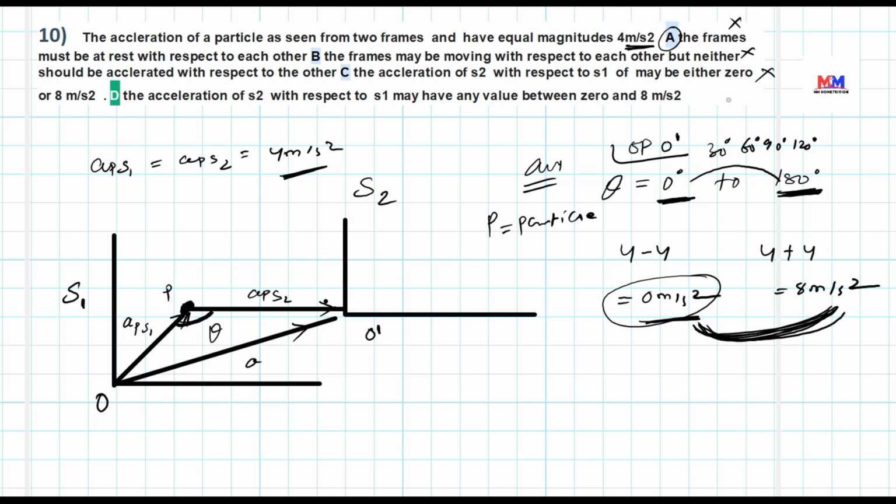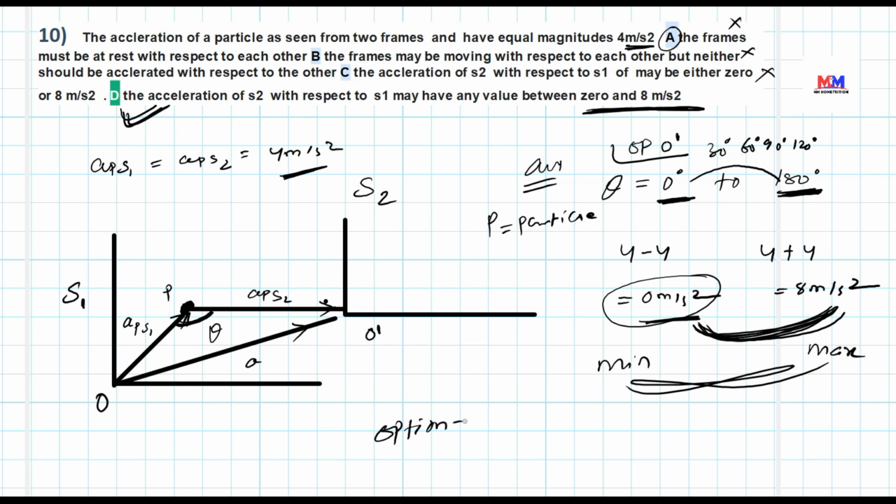So only the last option, option D, is correct. The acceleration of S2 with respect to S1 may be between 0 to 8 meter per second square. This is the minimum and this is the maximum. So the acceleration value changes between minimum to maximum. So option D is correct.